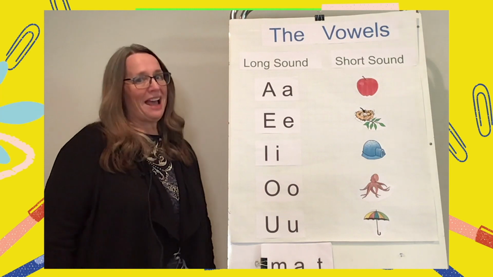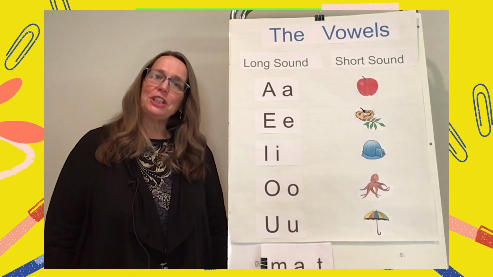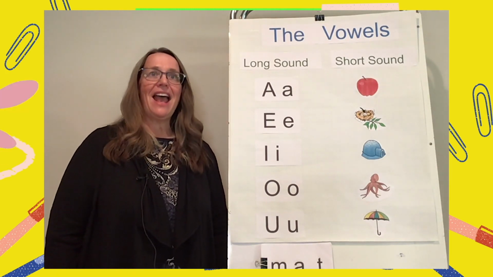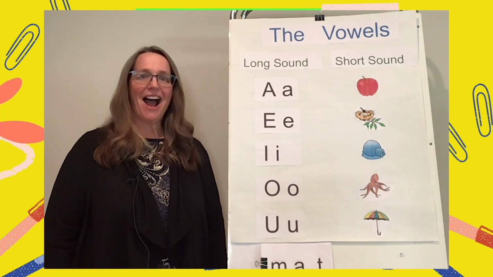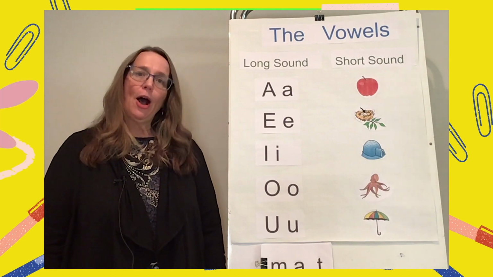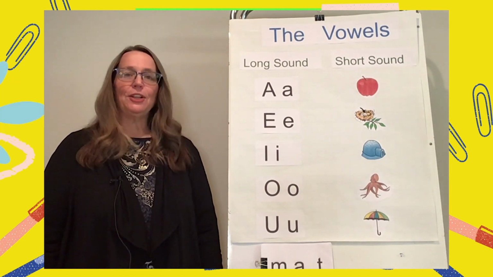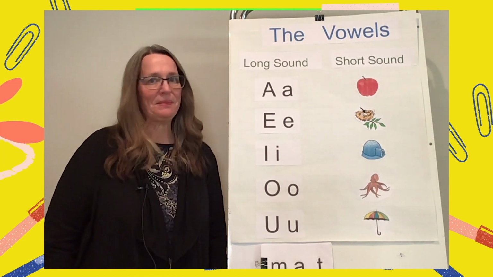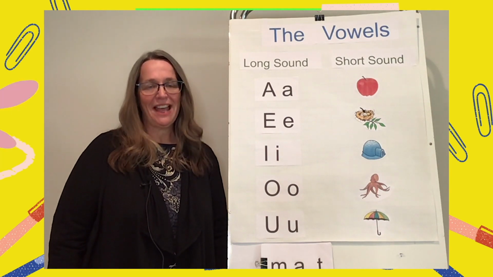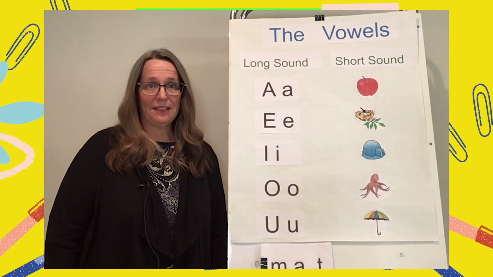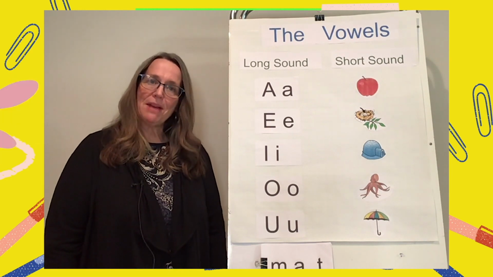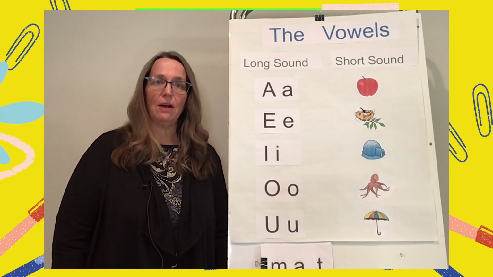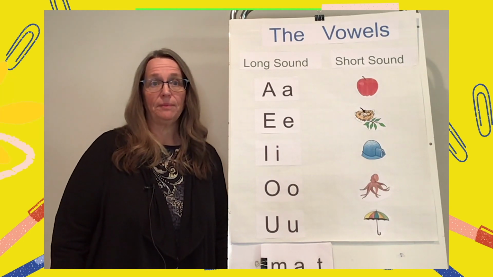Now, when you learn the alphabet the first time, your teacher might say something like, A is for apple, E is for egg, I is for igloo, O is for octopus, U is for umbrella. That's not just for fun. There's a reason for it. Each of those words helps you remember the short vowel sound when you're reading.